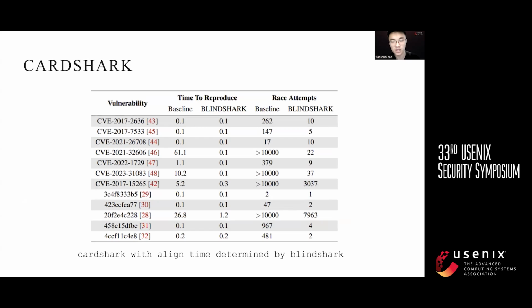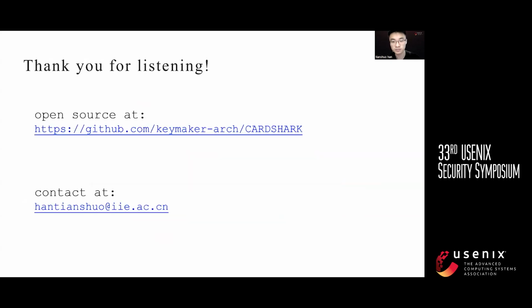We also evaluated CARDSHARK using the align time from BlindShark. As shown in the table, it can still improve the triggerability a lot. And it is practical for real-world scenarios because we only need a reproducer and we don't need to understand the root cause or instrument the kernel.